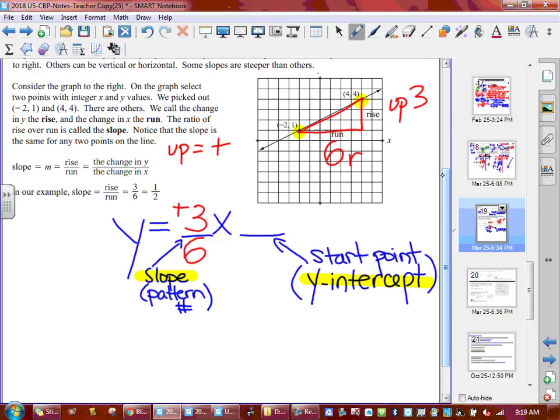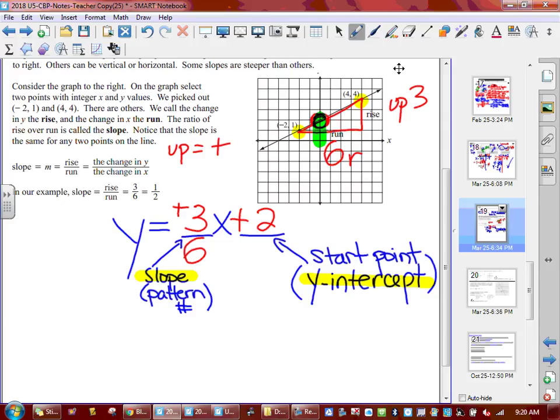Now, we need to find the start point. Here's our start point where he crosses on y. What digit is that? If you start in the middle and count how many spaces it is till you get to your start point. 2 spaces. He's a positive 2. I'm going from here to here, the bottom, right to that point right there. He's 2 steps away. So that means he starts on positive 2. So that would be our equation. So we find the start point, we create our triangle, and we find our pattern number.